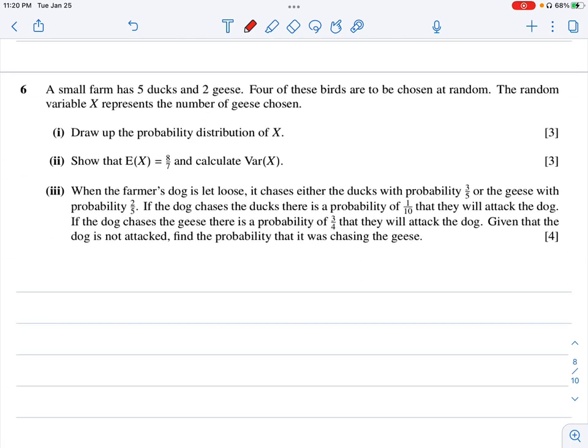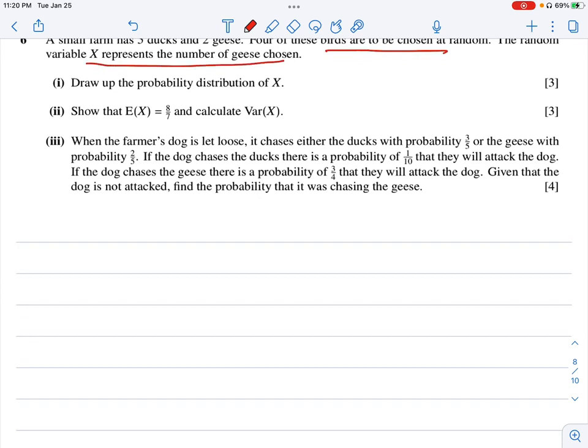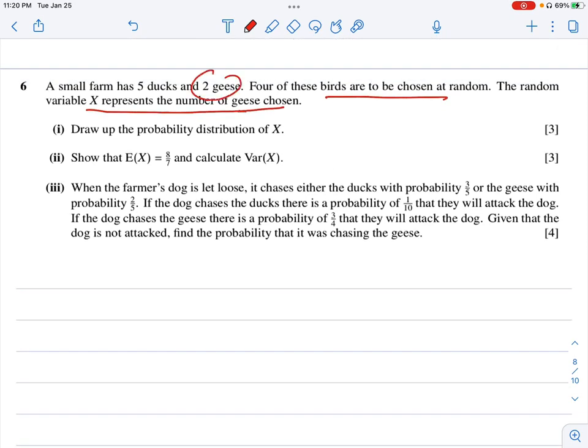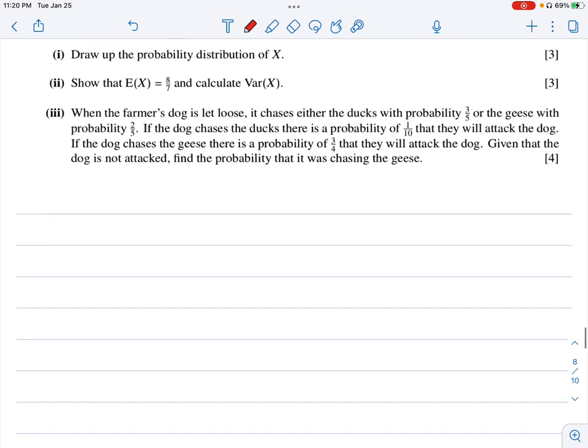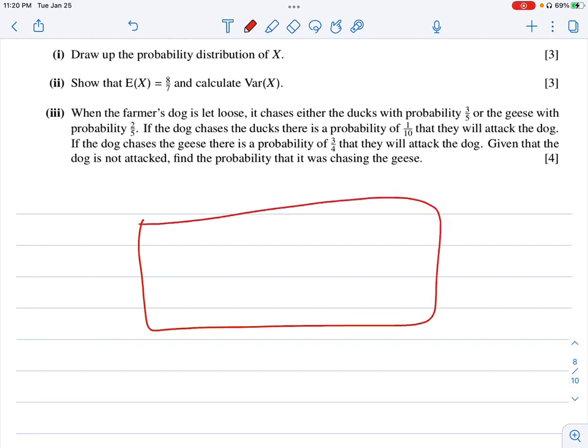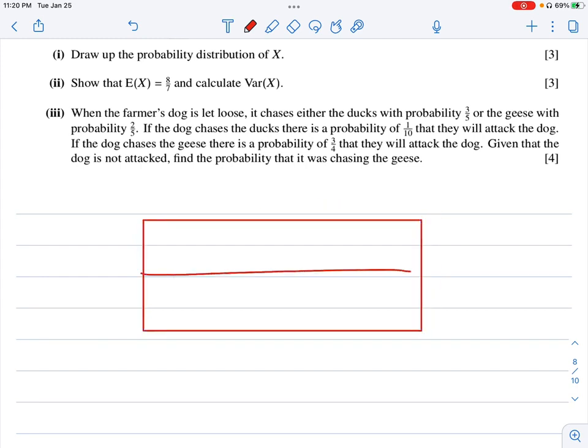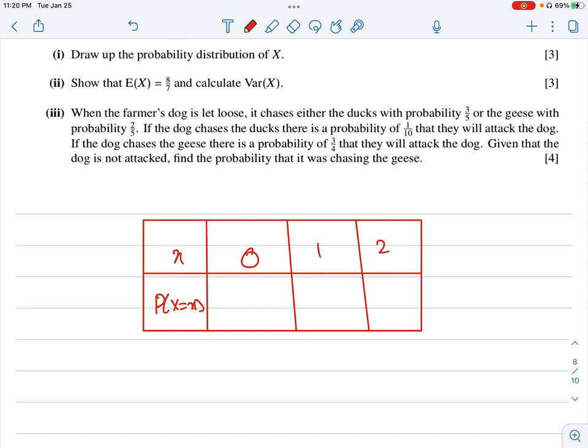Question number 6. A small farm has 5 ducks and 2 geese, and 4 of these birds are to be chosen. The random variable X represents the number of geese chosen. So we have 2 geese, and X represents the number of geese. Draw a probability distribution table. The number of geese to be chosen: I have 2 geese, so the maximum it can be is 2 geese. So it can be 0 geese, 1 goose, or 2 geese. So this should be the probability distribution table.